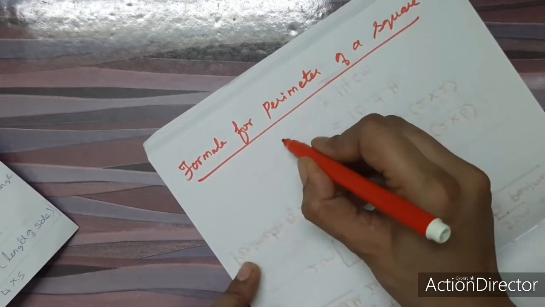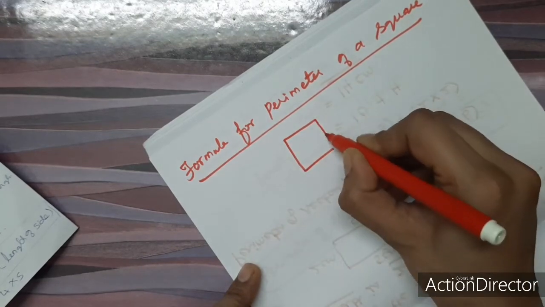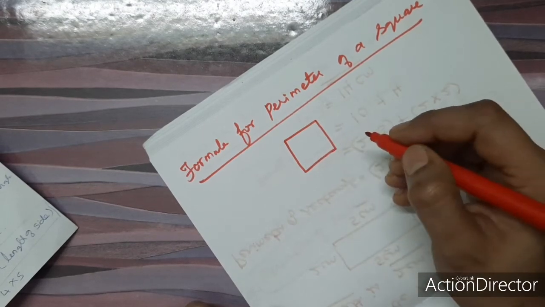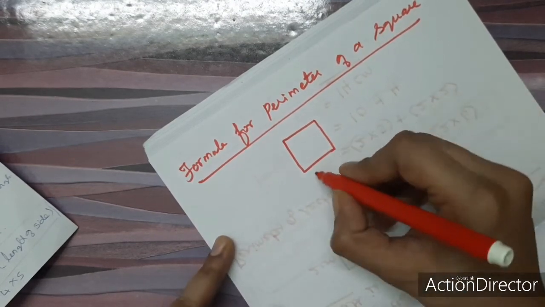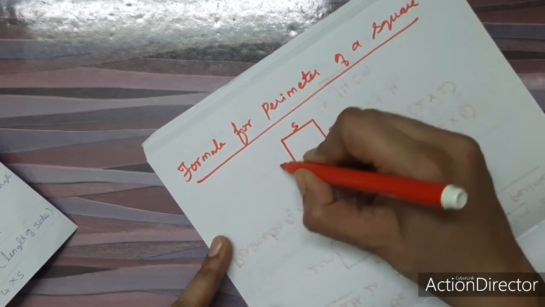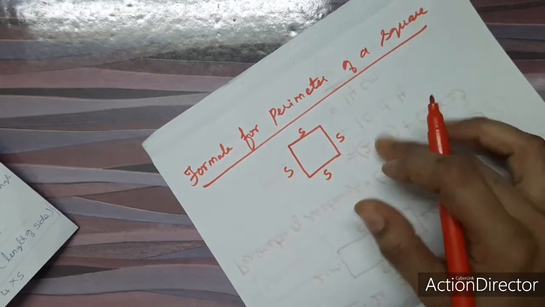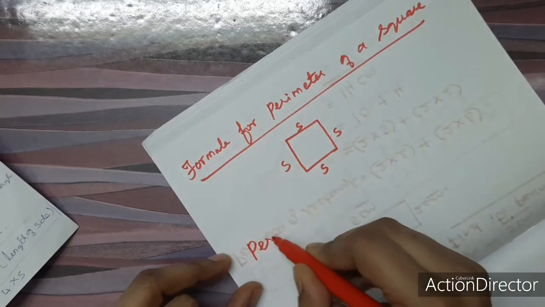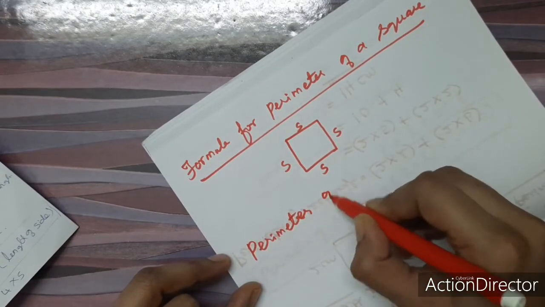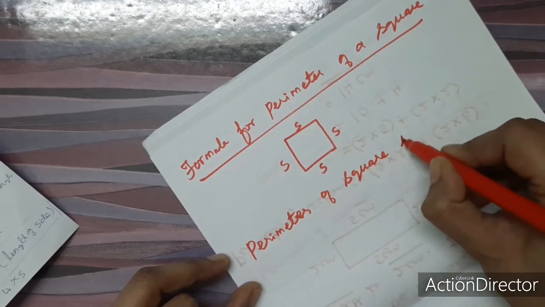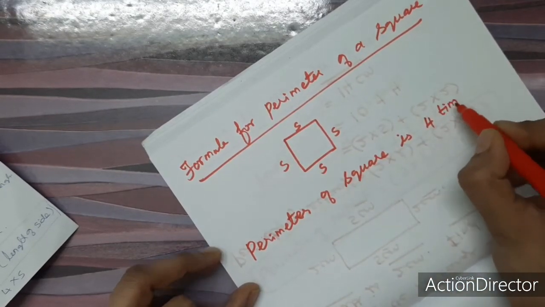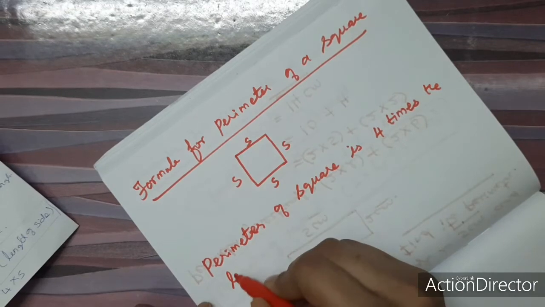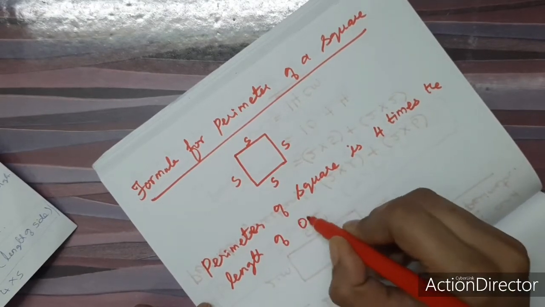Perimeter of a square. This is a square. For a square, all sides are equal. This is one side, this is one side, this is one side, and this is one side. Four sides. A square has four equal sides. So the perimeter of a square is 4 times the length of one side. Why 4 times? Because it has 4 sides.